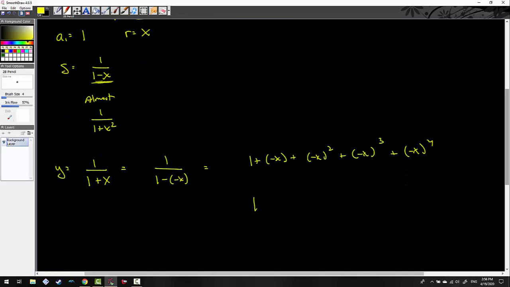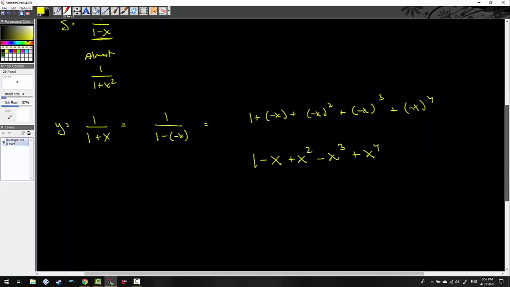After simplifying, I'm going to get 1 minus x plus x squared minus x cubed plus x to the 4th. So I'm one step closer to getting to my tan inverse right here. So what I'm going to do is say, okay, cool, let's take him one step further. I'm going to change colors here.